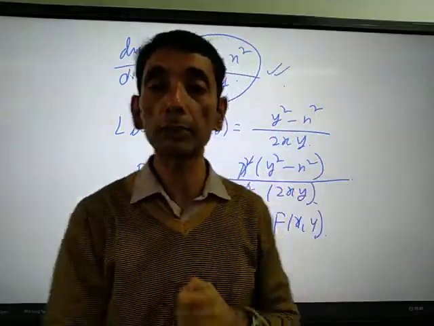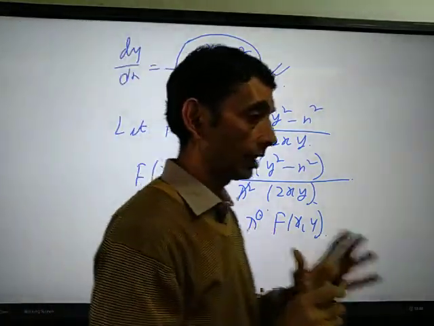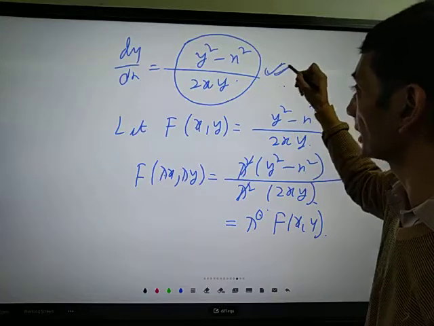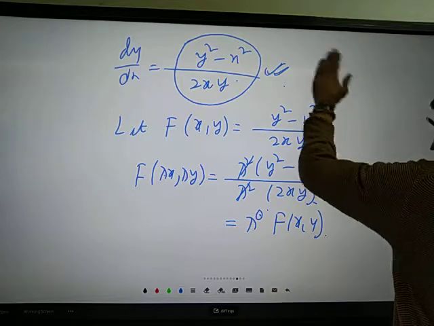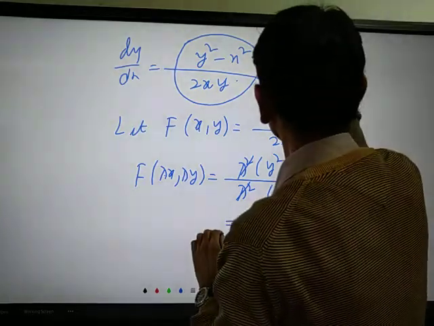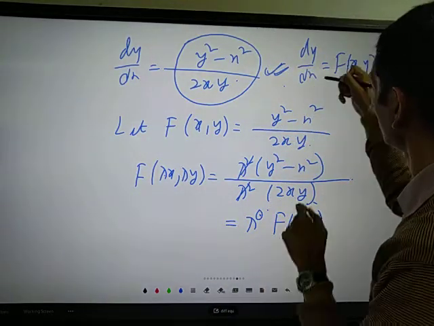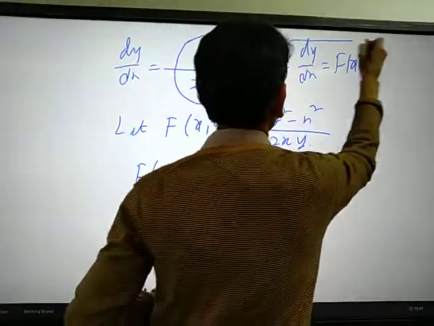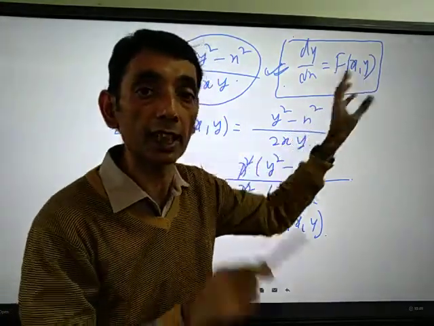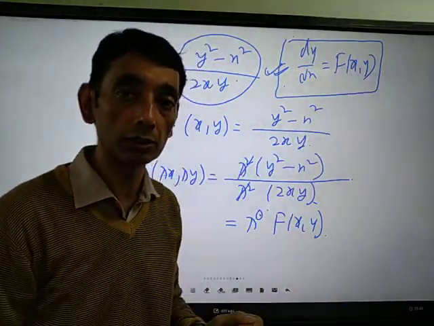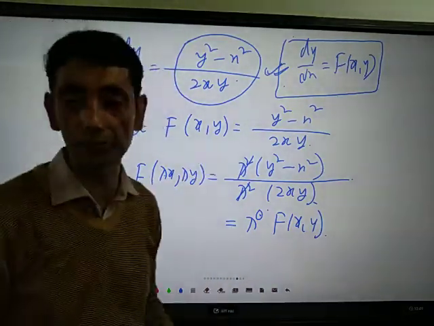So let me give you the definition of what equations are said to be homogeneous differential equations. A differential equation of the form dy by dx equals f of x, y is said to be a homogeneous differential equation if f of x, y is a homogeneous function of degree 0, right? You need to remember only this much. Then that particular equation is said to be a homogeneous differential equation.